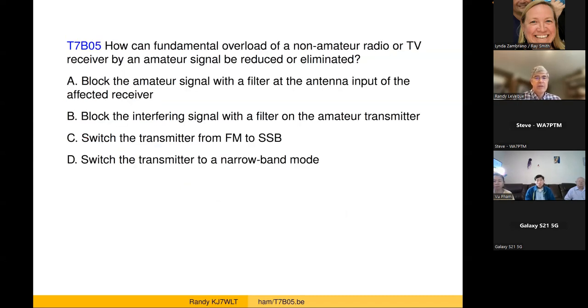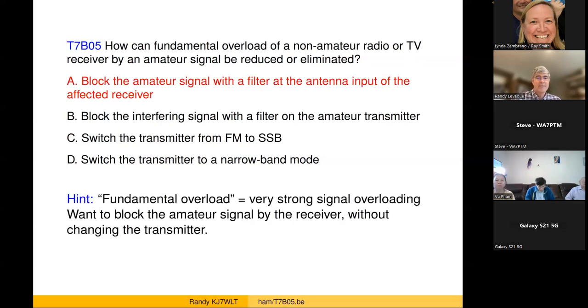How can fundamental overload of a non-amateur radio or TV receiver by an amateur signal be reduced or eliminated? So again, they're talking about non-amateur radio or TV receivers, so just broadcast radio or TV. And what if that's being overloaded by an amateur radio, a ham radio signal? Well, one way is to block the amateur signal with a filter at the antenna input of the affected receiver.